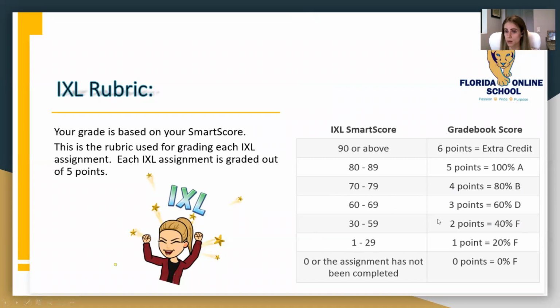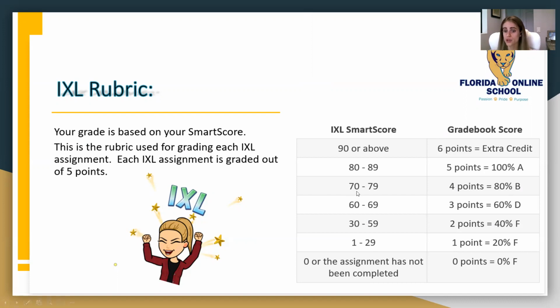So if you stop practicing when your SMART score is between a 60 and a 69, then when I go to grade it, you're going to get 3 points out of 5. So that's going to equal a 60% D. But as we all know, we always want to have a C or higher. We want to strive for more points. We want to strive for that mastery.